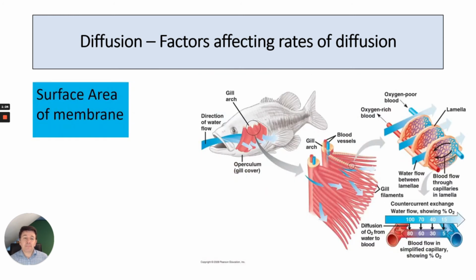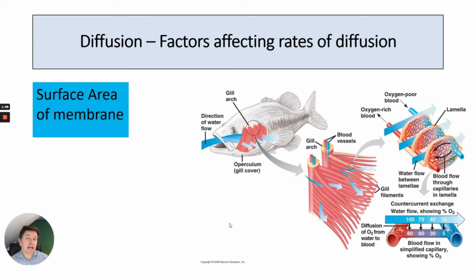Surface area of membrane is really important. So for example, here I've got a fish gill. Fish gills have a large number of gill filaments. These gill filaments are tiny, they're microscopic, and they increase the surface area of the gill.